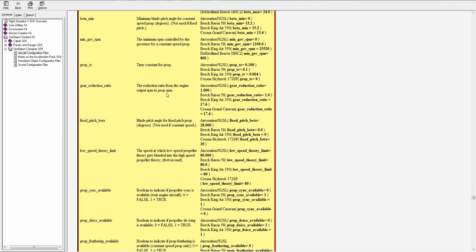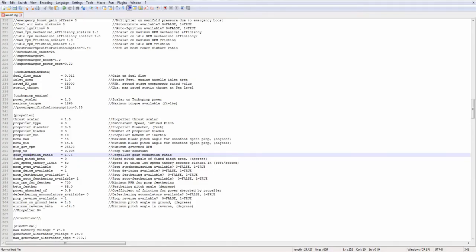The reduction ratio from engine output to RPM, it appears to be not really a scalar. All right, fixed pitch beta. This is the pitch angle for a fixed pitch prop, 0 in the case of the Caravan since it has constant speed. Low speed theory limit, the speed at which low speed theory becomes blended in. Prop sync available. Is there a prop synchronization available? There will also have to be a switch in the cockpit in order for this to work, or you can use the key command.